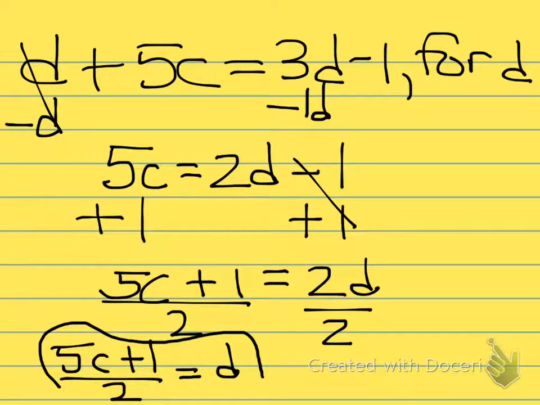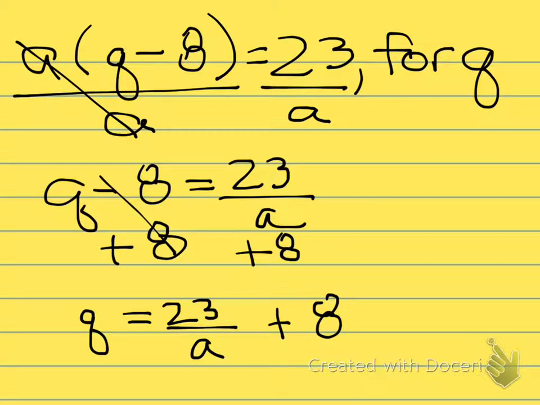Okay, for some reason, again, it paused on me without me knowing. So I'm going to go back to the other slide just in case you missed this explanation. What I did first was I divided out the a because I'm solving for q. And then I would add 8 to both sides to get q by itself, and then my final answer would be listed here.